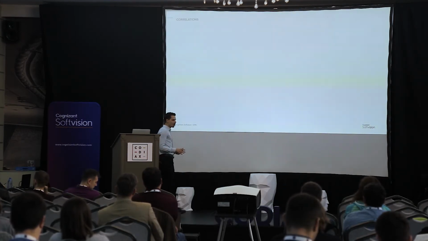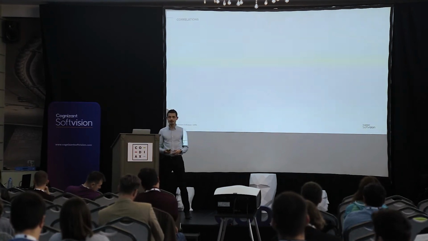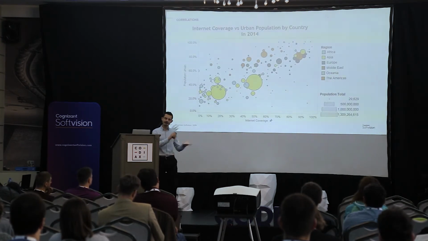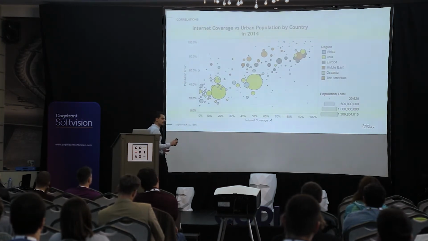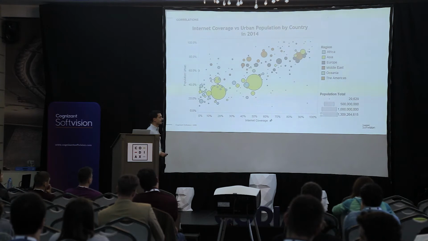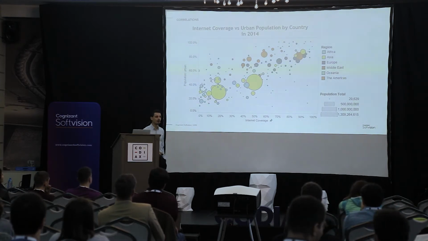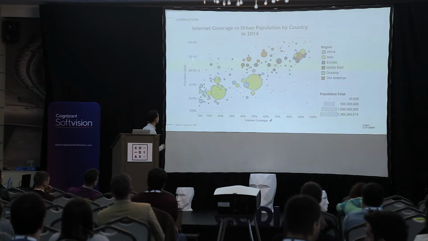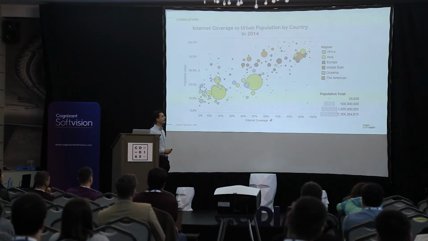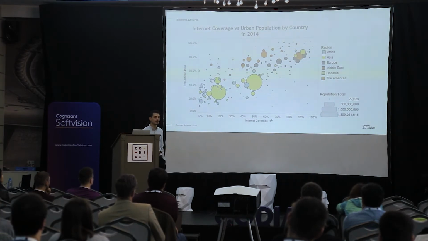Okay, a more complex scenario is when you have correlations, meaning you want to see the correlation between two metrics. I'll show you an example. This chart might look a little bit crowded at the start, but let's try to understand it. On the bottom axis, I have the internet coverage, so what percent of people have access to the internet. On the left side, I have what percent of people live in urban areas. Each circle here represents a country. That's it. So we have lots of countries here, and the color represents the region, and the size represents the total population.